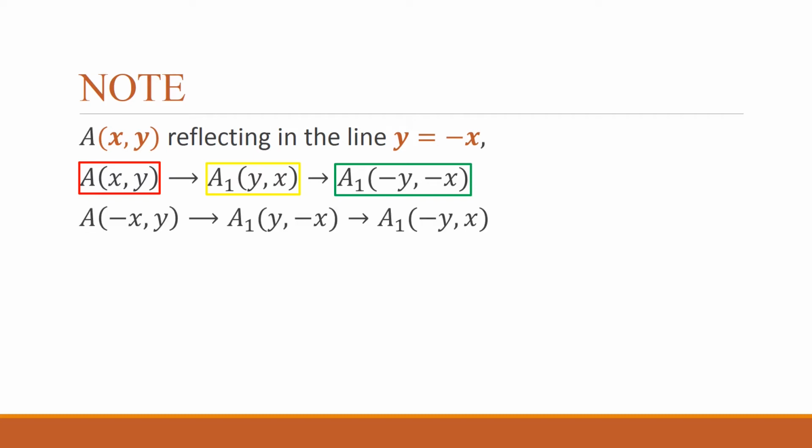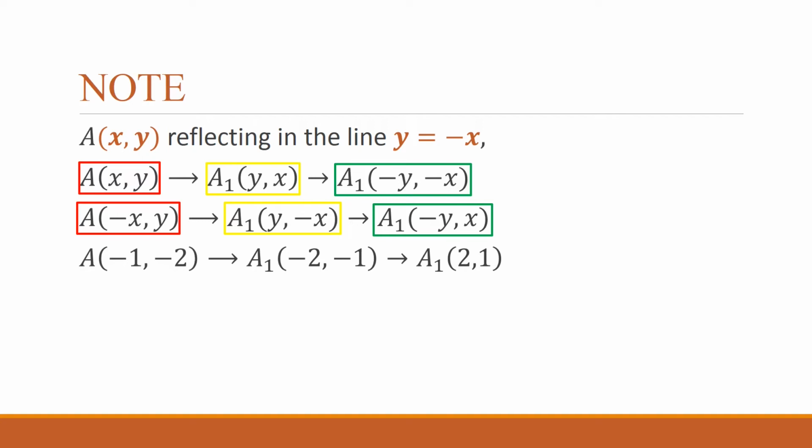Let's pick another example. This time around, the object point is A, which is (-x, +y), and we are reflecting in the line y equals -x. So first, I reverse the point, so it becomes (y, -x). Then negate both sides. If I negate both sides, remember the y is positive, so this time around it becomes negative. And already the x was negative, so negating it again will become positive.